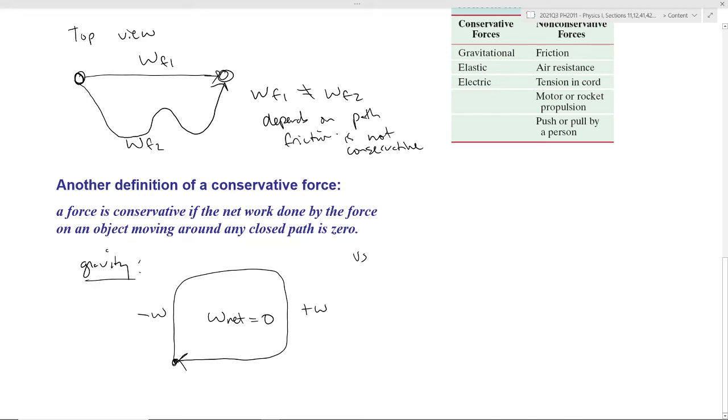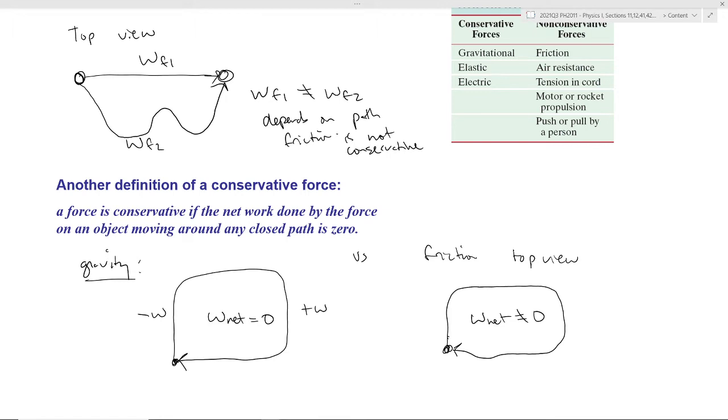Consider friction again. Now we're talking about a top view. If you start at some location and make a loop, imagine dragging an item around on a table in front of you, tracing out a loop. The work done by friction is not equal to 0. It doesn't cancel out. It's positive all the way around. Friction is doing work the whole time.